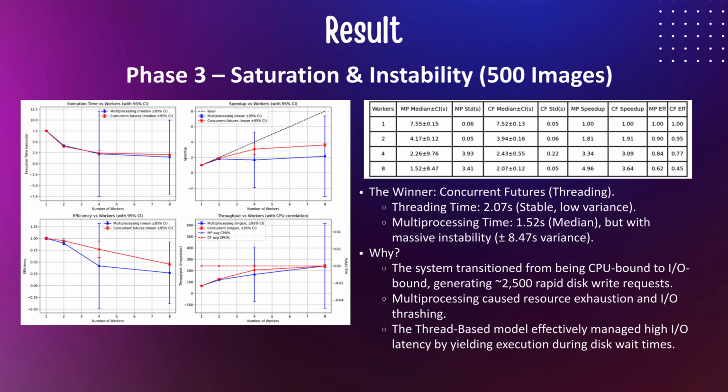Finally, at 500 images, threading won again, not because of raw speed, but because of stability. While multiprocessing had a lower median time, it was incredibly unstable with massive variance. This is because the system became input-output bound, trying to write 2,500 files at once. This caused the multiprocessing workers to crash or thrash resources. Threading, however, handled this perfectly by yielding execution while waiting for the disk, keeping the system stable.